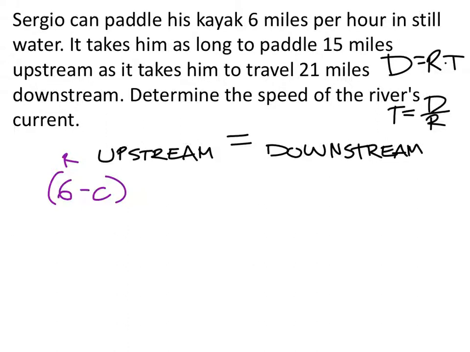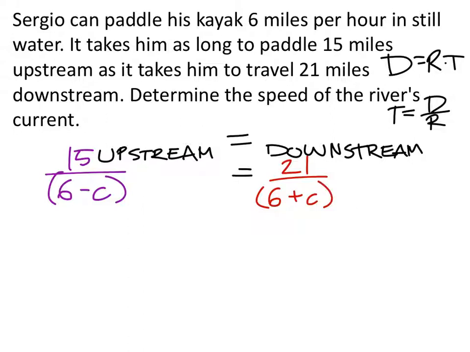And upstream was 15 miles. And then we'll divide that by his rate, which we already have. And this should be equal to his downstream. Downstream, it was 21 miles. And he can paddle it 6 miles per hour, but now he's adding the current speed to that.